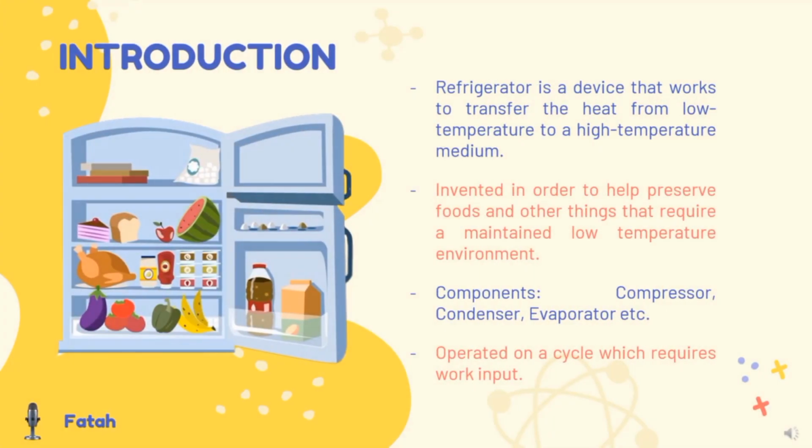A refrigerator is a device that works to transfer heat from a low temperature environment, which is inside the refrigerator, to a higher temperature environment, which is outside the refrigerator. It was invented to help preserve foods and other things that require a maintained low temperature environment. A refrigerator has a lot of components, but one of its main components is the compressor, which is known as the heart of the refrigerator, and it operates on a cycle that requires work input.